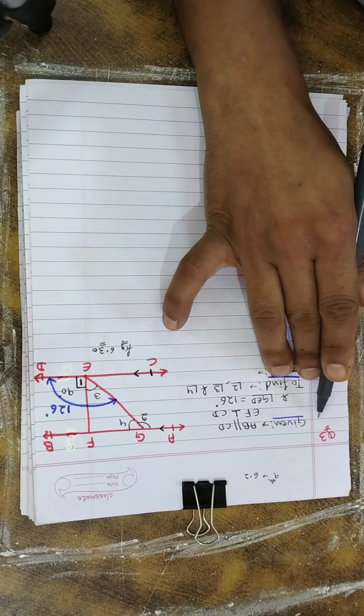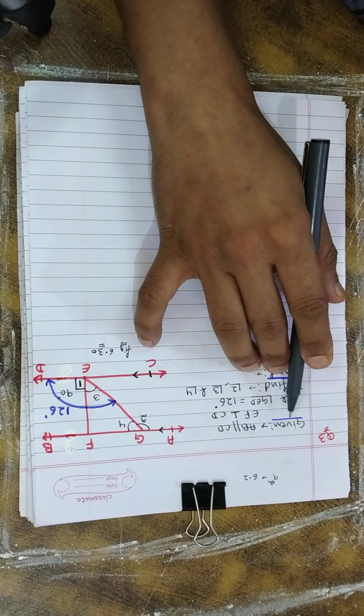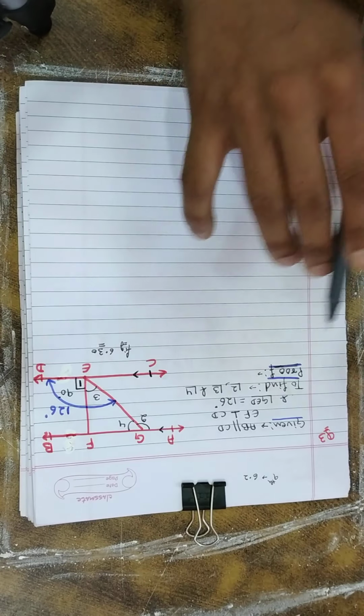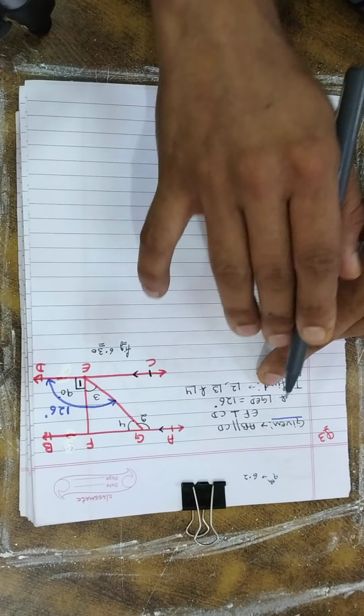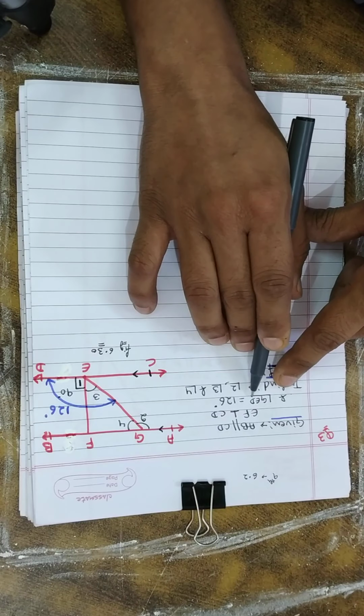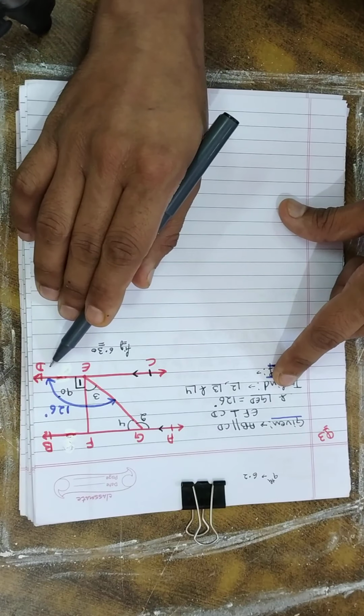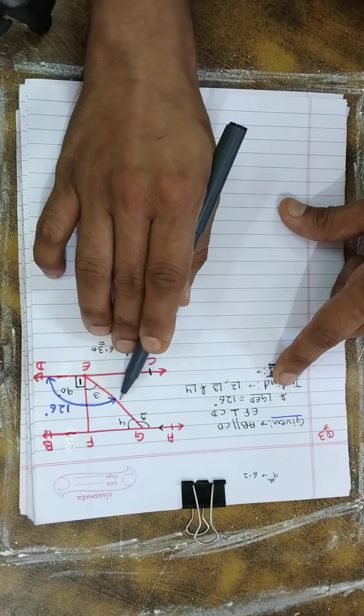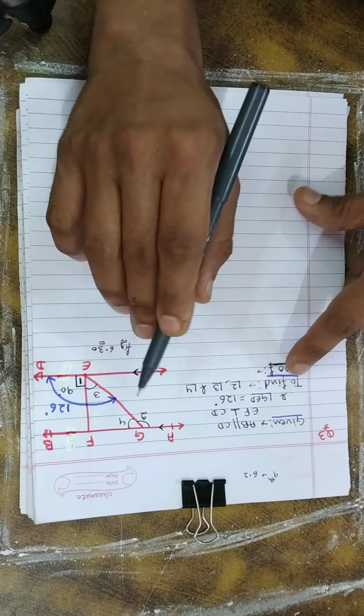So we're doing question number 3 now. Given AB is parallel to CD and EF is perpendicular to CD, and angle GED equals 126 degrees, which is represented by a blue arc.